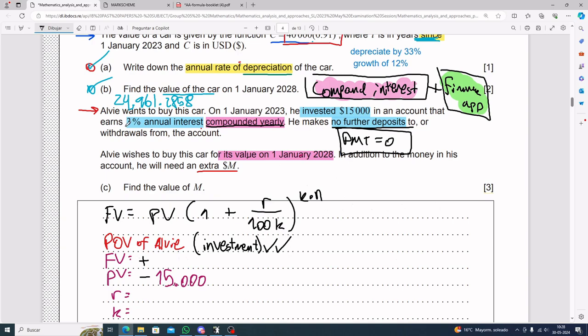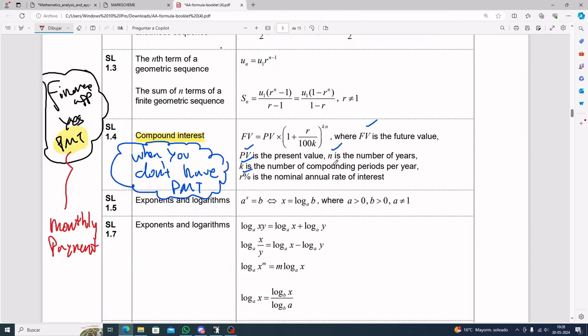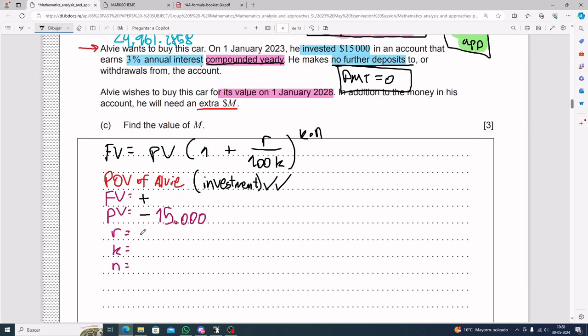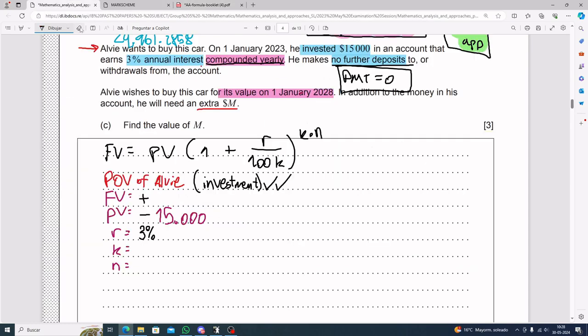Then they tell us it's a 3% annual interest. Which of these values was for interest? R percent is for annual interest. So there it is. R is going to be 3, right? So 3%. Well, R is already in percent, so you can just leave it as 3, right?